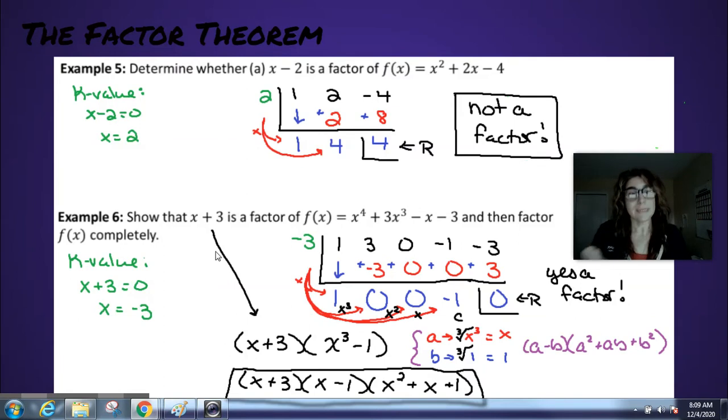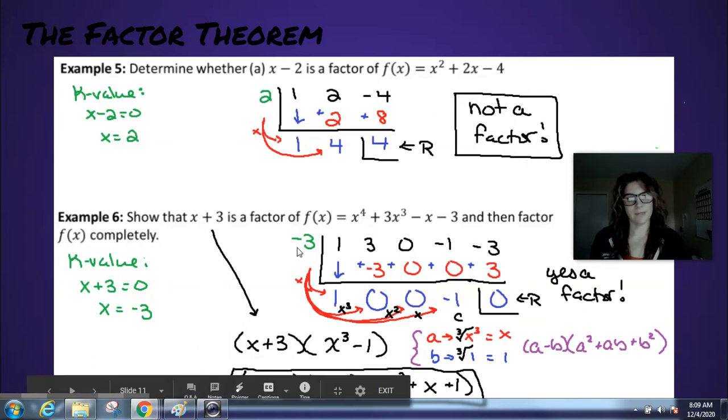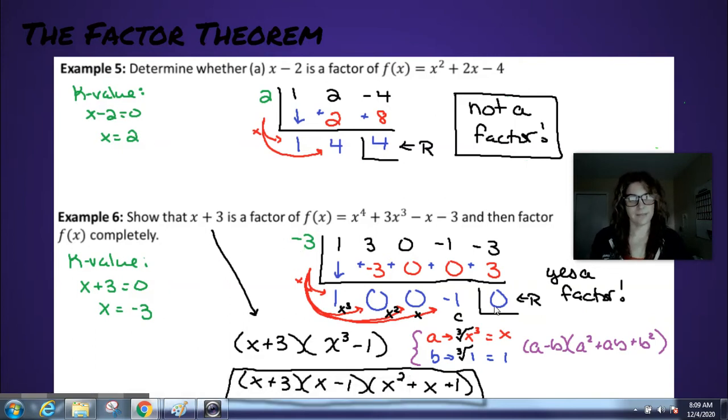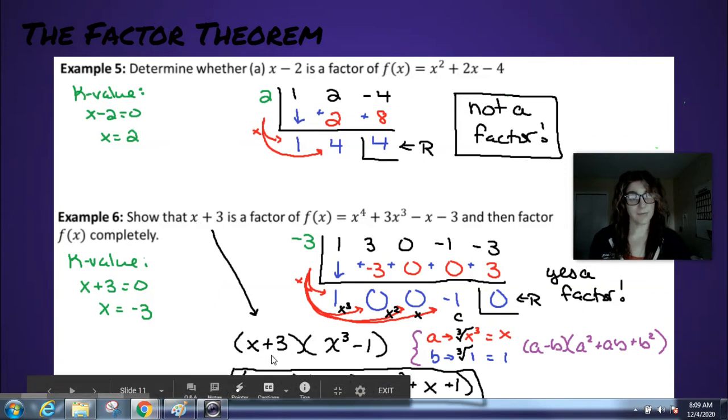It says, show that it's a factor, and then factor it completely. So that's what we did. Found the k value of -3, did my synthetic division. I got a 0. Perfect. I know it's a factor. So that tells me x plus 3 is a factor, and then the remaining polynomial is my next factor. So this becomes x cubed. Remember, you decrease a level. So it was to the 4th, now it's a cube.